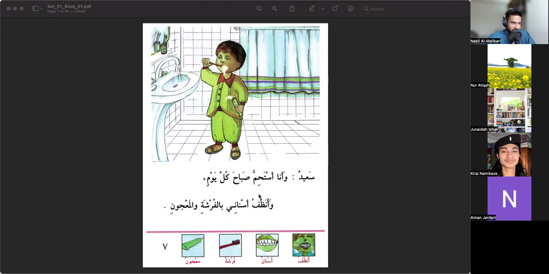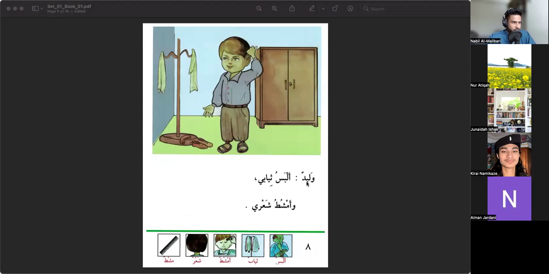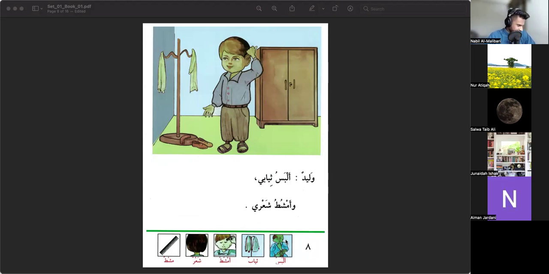Okay, so Saeed has told us what he did after he made the bed and so forth. Okay, next one. Salwa, tafadhali. Wa ana albasu thiyabi wa amshutu sha'ri. Ahsant, very good. Now Waleed is telling us what he's doing now. Okay, albasu. Who can tell me what's the meaning of albasu? Wearing his shirt. Wearing. Okay, good. He's wearing.